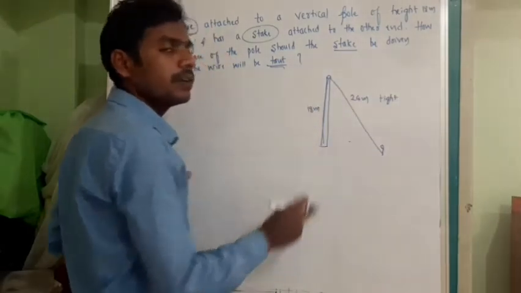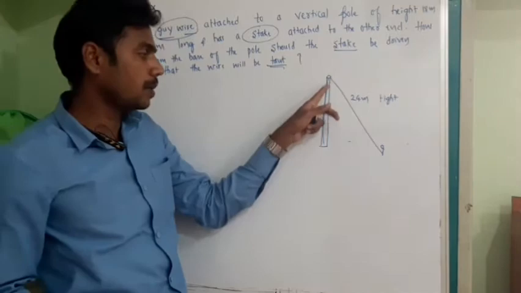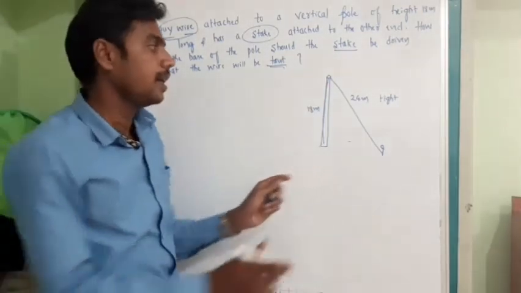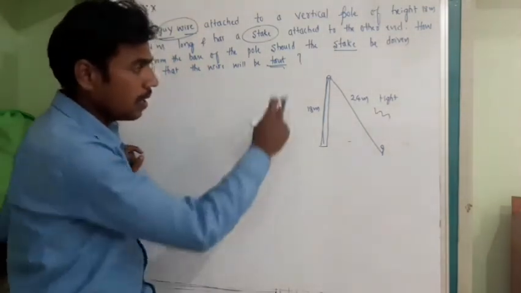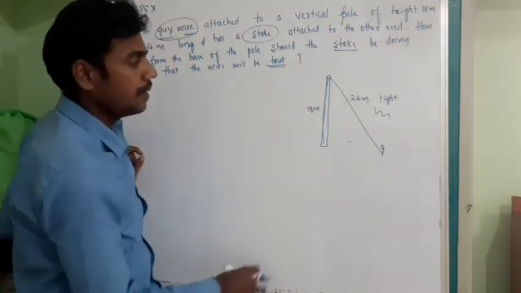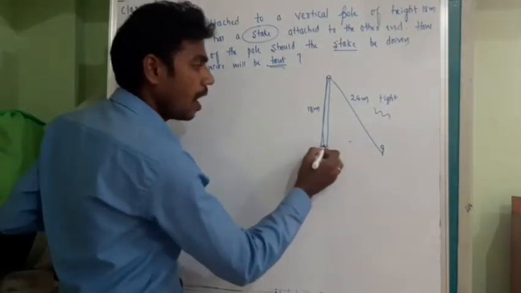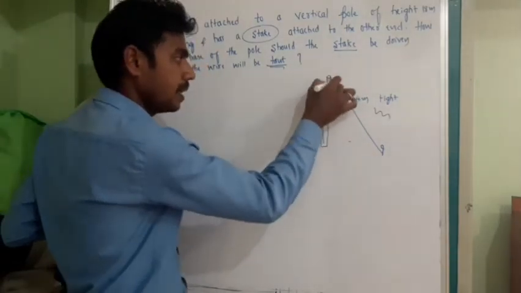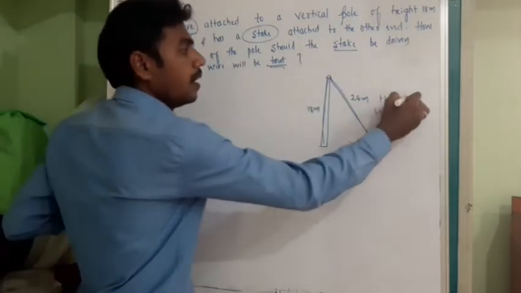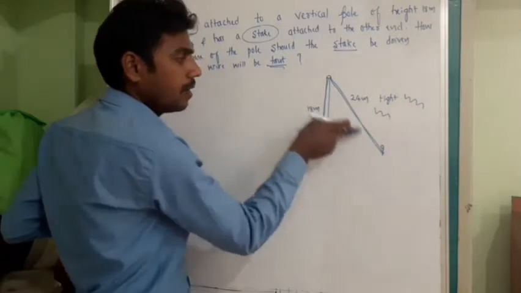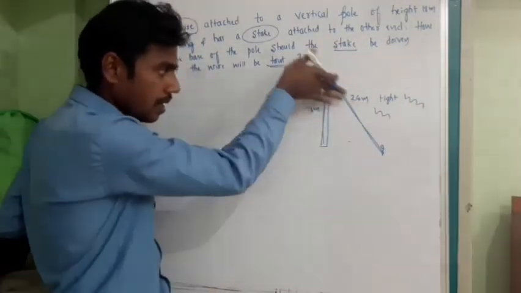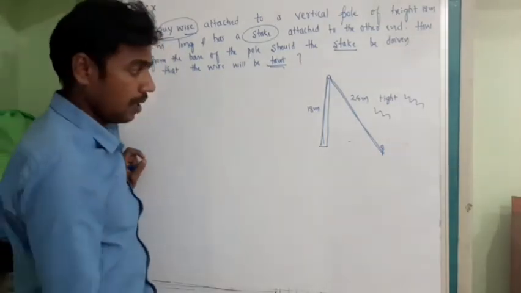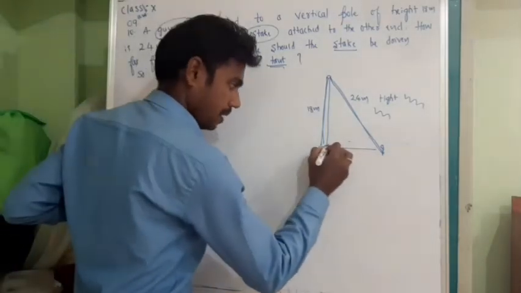Then only it can give support to the pole. Or else if it is slack like this, it can't support the pole. If it is slack, you will not get the full length. If it is tight, you will get the 24 meter length in this particular direction. So they are asking to find the distance between this and this.